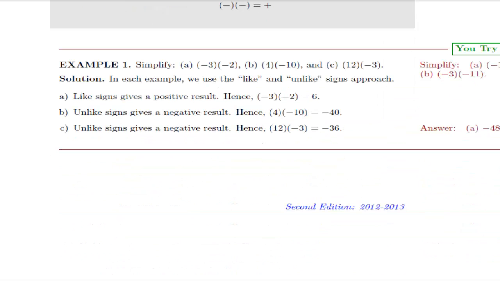Example 1. Simplify negative 3 times negative 2. So, like signs gives a positive result. Hence, negative 3 times negative 2 would be positive 6.